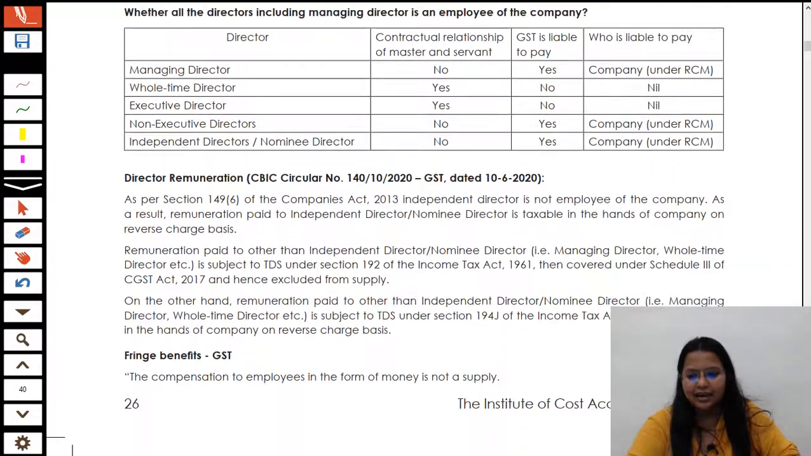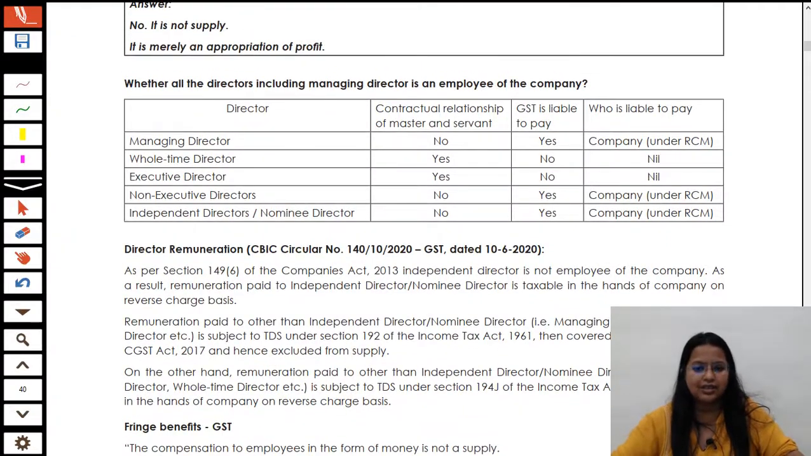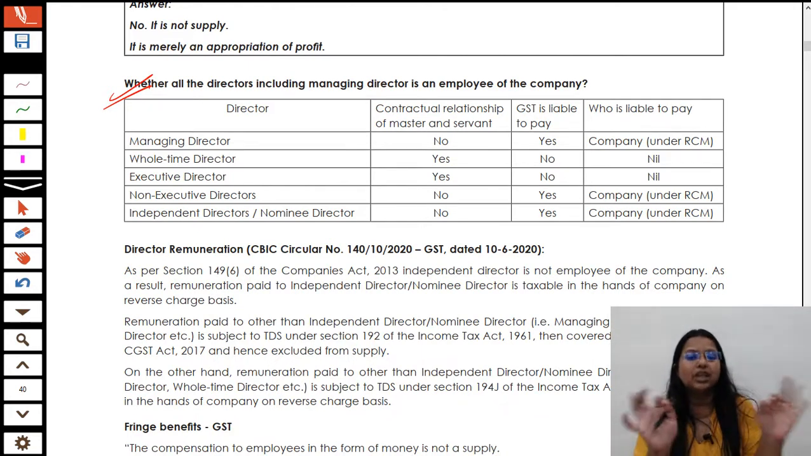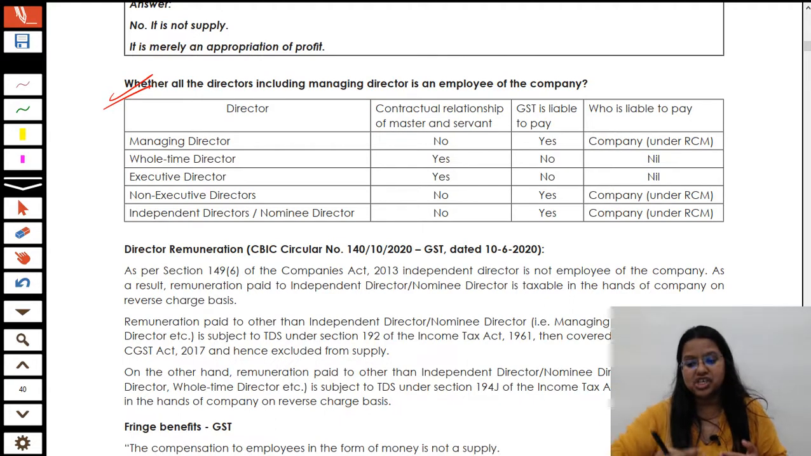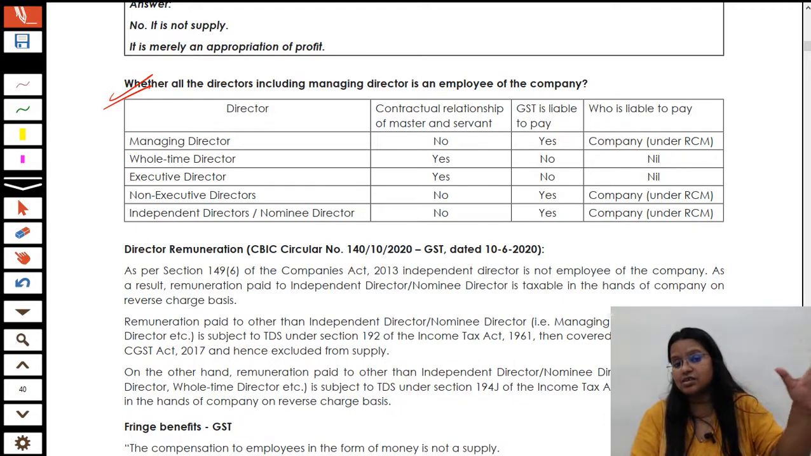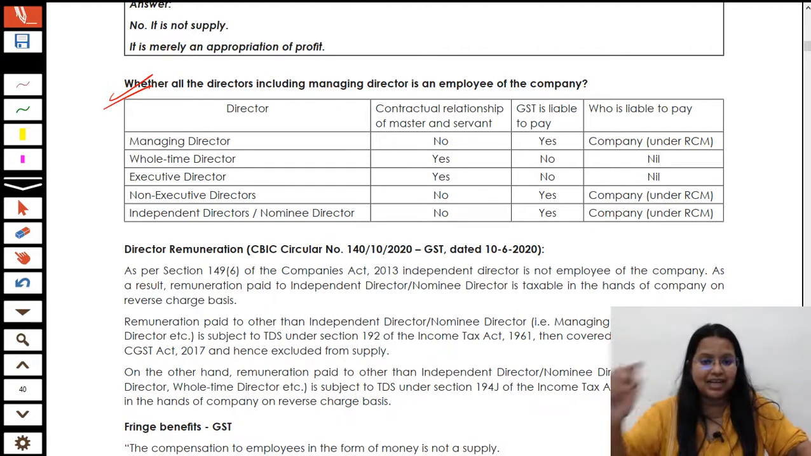Next is director remuneration. Next is page number 26, director remuneration. Now what is it? Students, the next question is whether all the directors including the MD are employees of the company. No, because they have a contractual relationship. If this contractual relationship is of master and servant, that is employer and employee, it will not be considered under GST because it will be covered under Schedule 3, negative list.